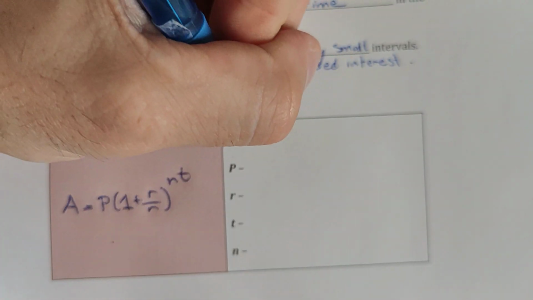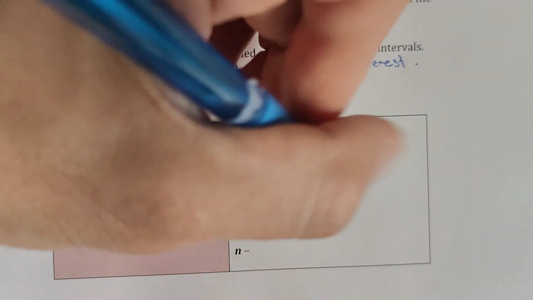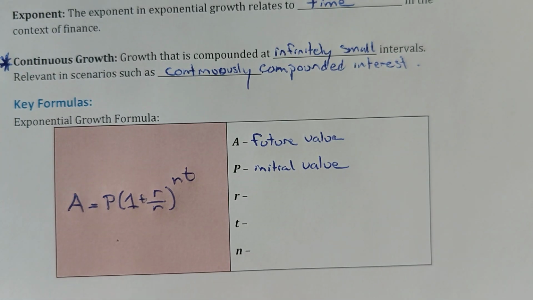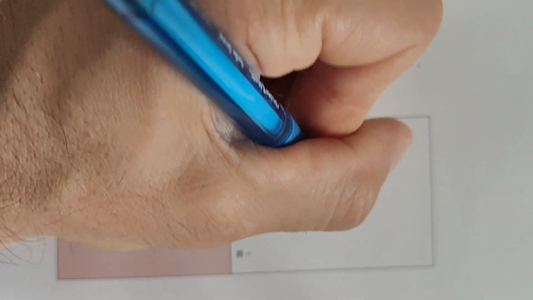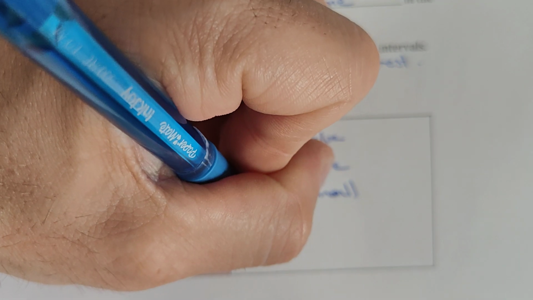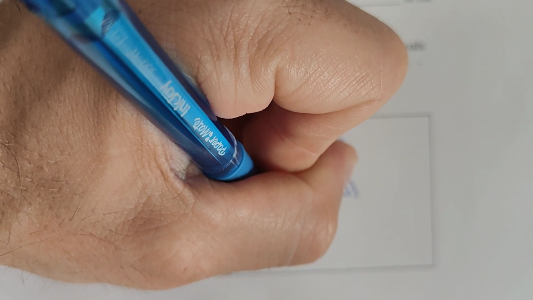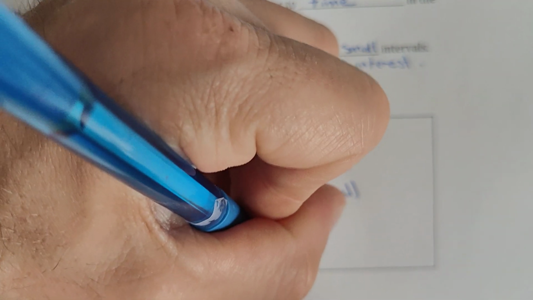A refers to the future value. P, the principal or initial value. Initial may be replaced with starting or first value. The r, well, that's fairly consistent. It's the rate of interest, so often just r for rate. Again, remember that is always annual. t is the number of years, the time in years. And n is the number of compounding periods per year.